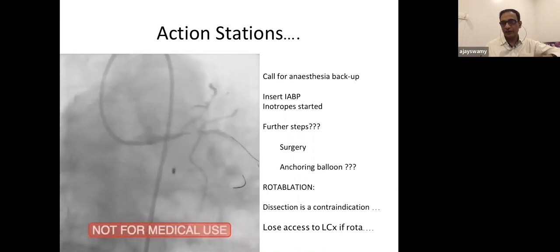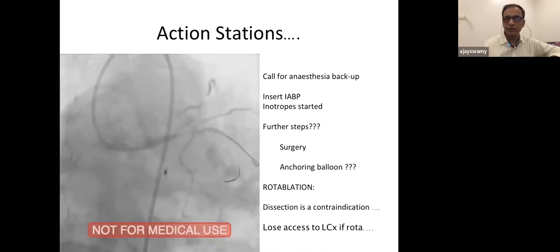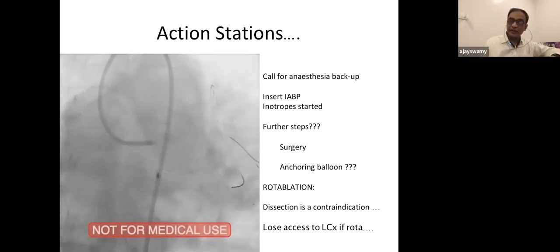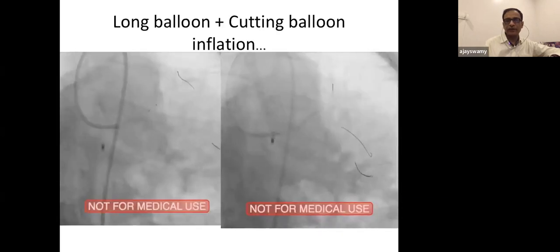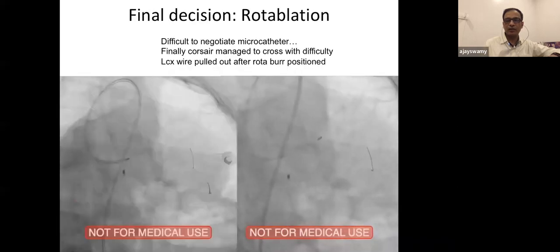So now this is where we are stuck. What do we do? Do we send the patient to surgery? Do we put an anchoring balloon and cross with the balloon? It was taught that dissection is a contraindication and we would have to lose the circumflex, but still we made the decision to go ahead. We first put in an IABP, got the anesthesia and the inotropes on board, and tried with a bigger balloon, but it wouldn't go.